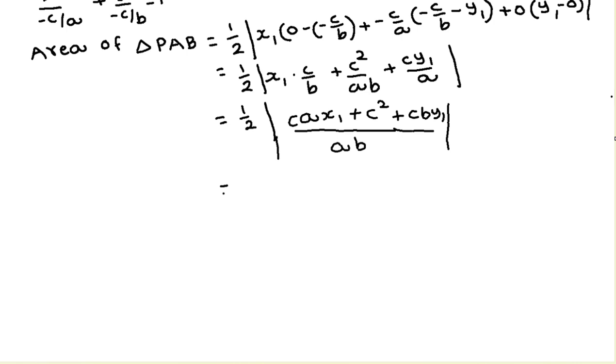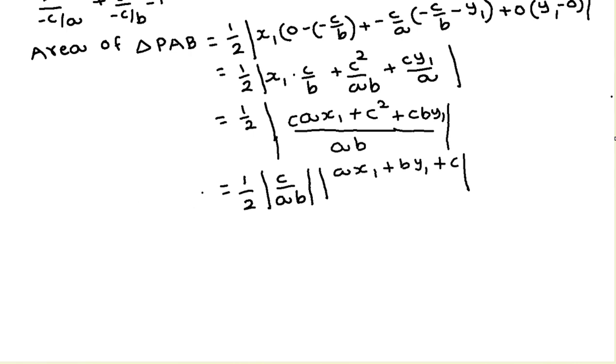Now in the numerator c is common in each term, so let's factor it out. We can write it as c by ab, since ab is common in the denominator. Now it becomes ax1 plus by1 plus c. Okay, so this is the area of the triangle PAB.